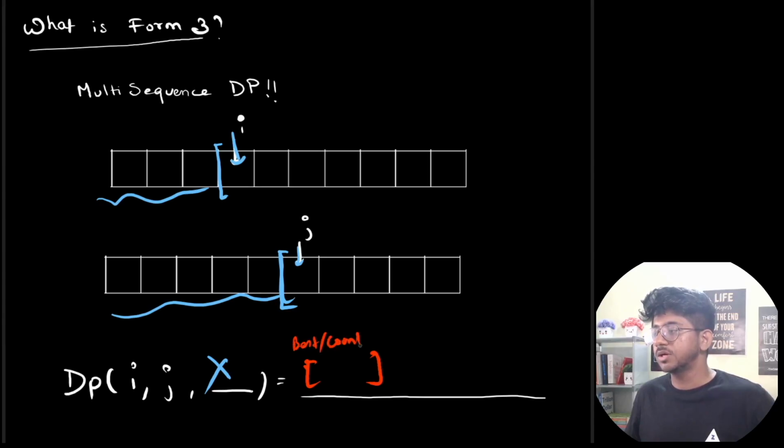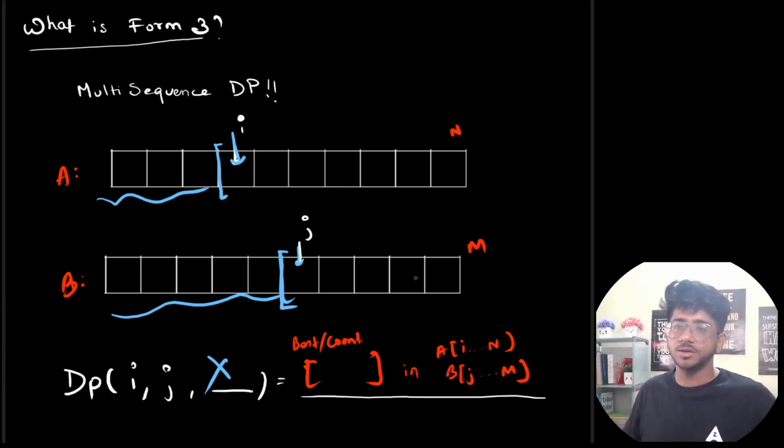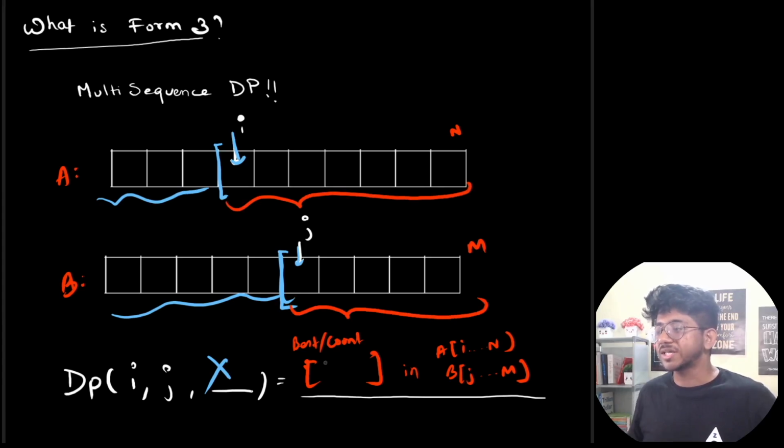Let's say count of whatever is asked in the problem. Let's call this array A and let's call this array B. Strings are also arrays, that's perfectly fine. In A of i till n, let's say this is of size n, and this is of size m, and B of j till m. Let's say these are two different sized arrays. If this much of the portion of array B is left and this much portion of array A is left, what is the best thing that we can get for whatever is asked in the problem? This is generally form 3.